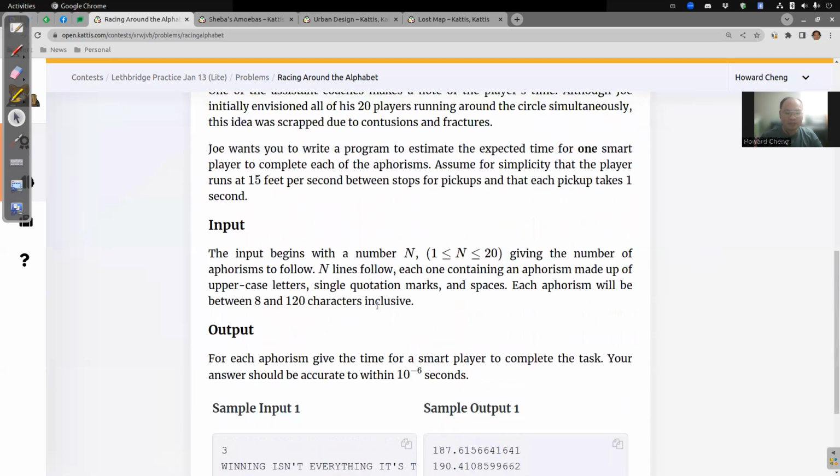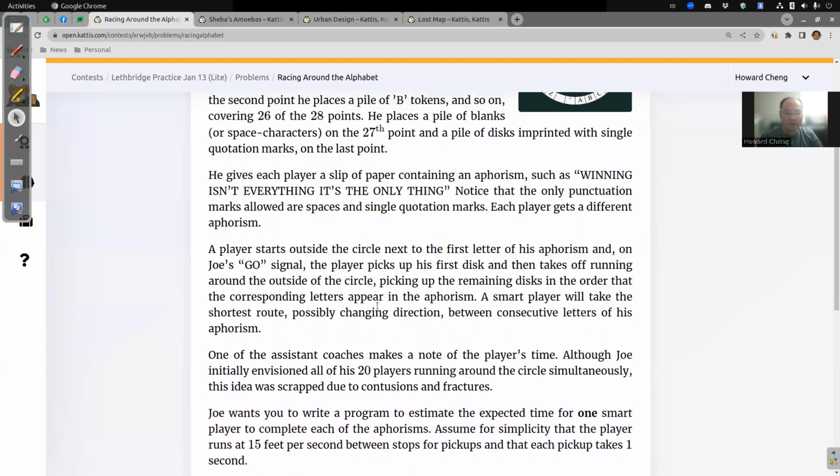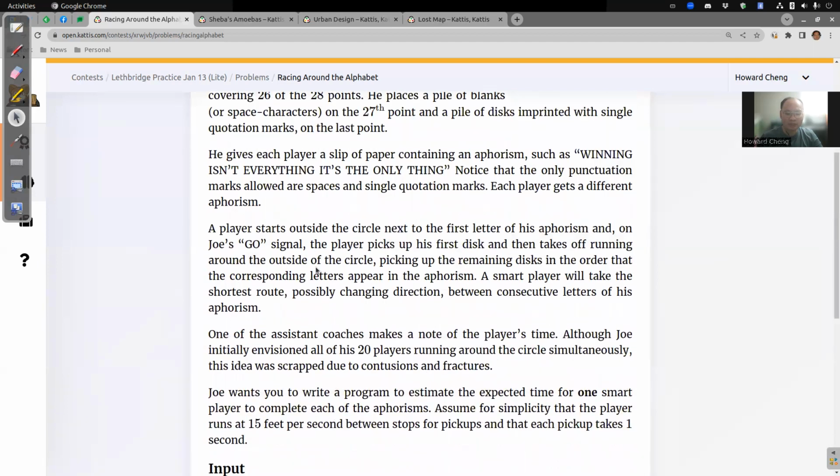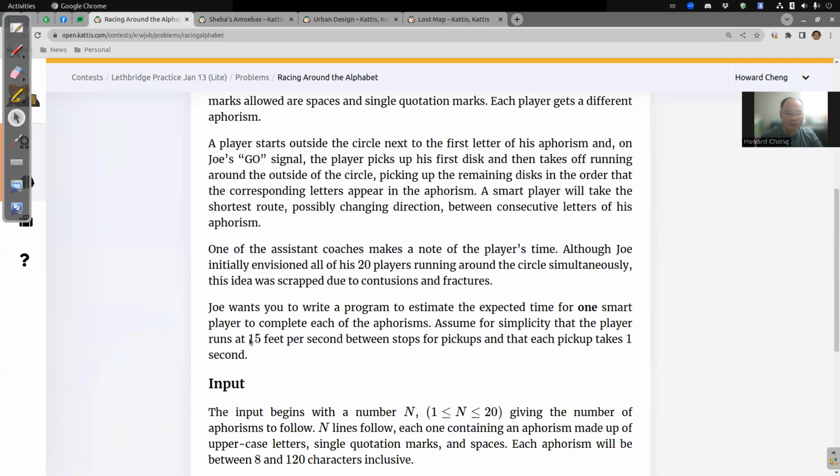Okay, so basically what we want to do is to figure out how long the distance everybody has to run is, and then once you know the distance everybody has to run, then you can use this 15 feet per second to figure out how long it takes to run.